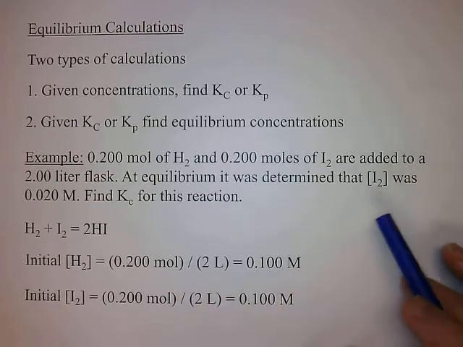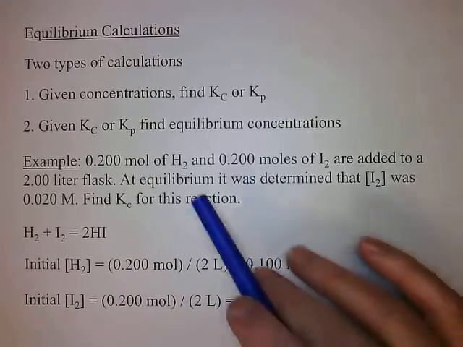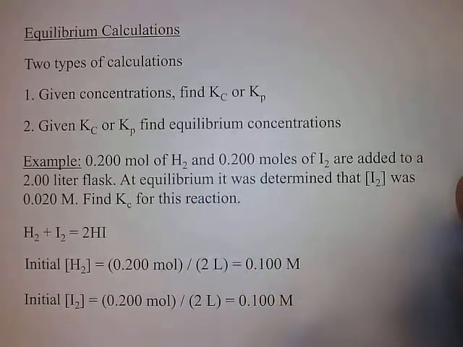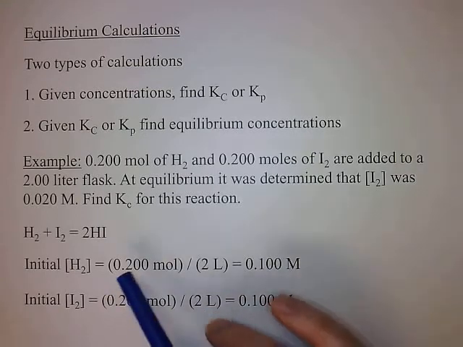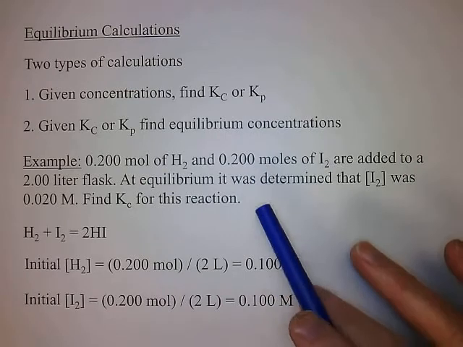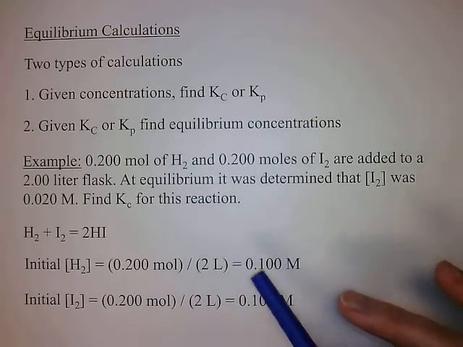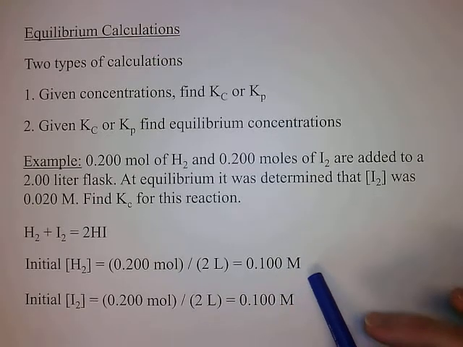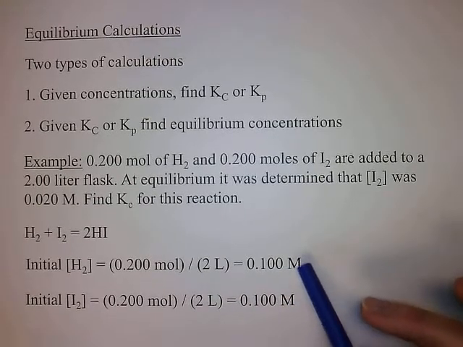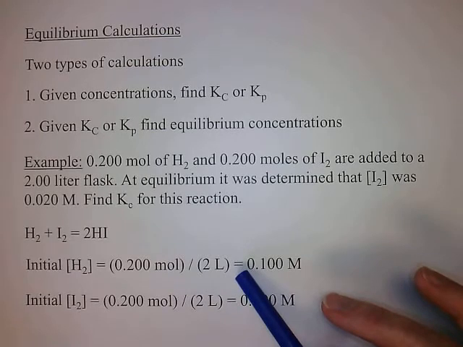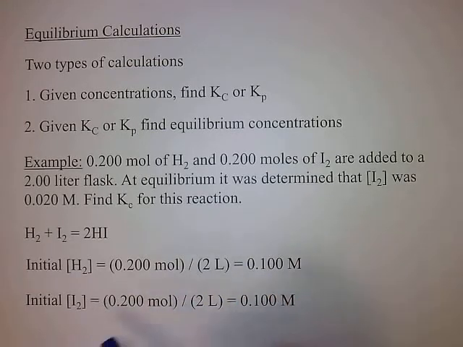Okay, so the first thing I'm going to do here is take these initial number of moles and convert them to a concentration. That 2/10 of a mole of H2, we divide by the 2 liters to get a concentration of 0.1 molar. Molarity is moles per liter. And we do the same calculation for I2: 0.2 moles divided by 2 liters is 0.1 molar.